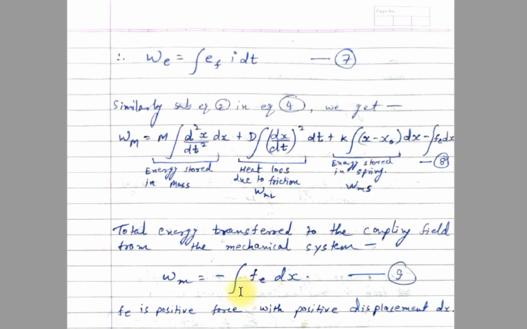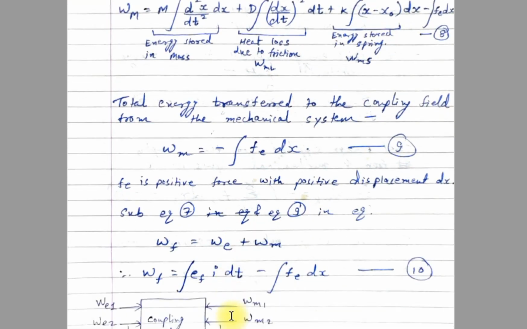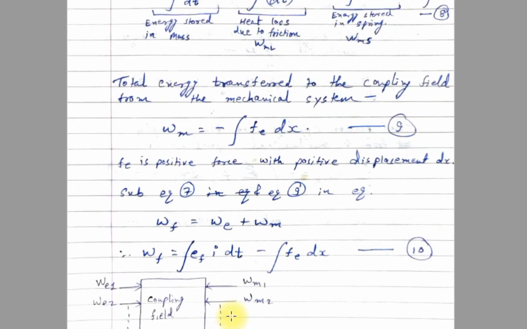Okay, so Fe is the positive force with positive displacement dx. So since we are moving in the opposite side, we are taking this as minus, but Fe is nothing but the positive force in the positive displacement dx.